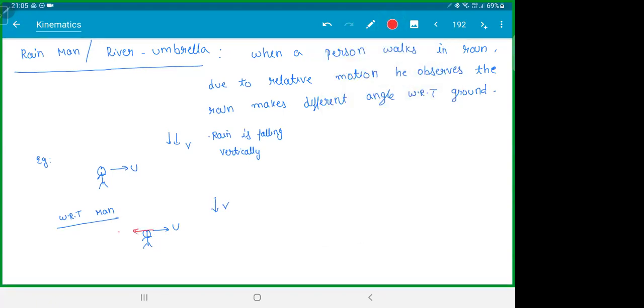Take the man's velocity, subtract it from everyone. The man will think, okay, I came to rest. But he will start thinking the rain is actually falling at an angle now. This is a resultant. If you take this angle to be alpha, so tan alpha will be u by v. So you need to keep the umbrella at this angle, making an alpha. And he thinks the rain is falling with a speed of root of v square plus u square.